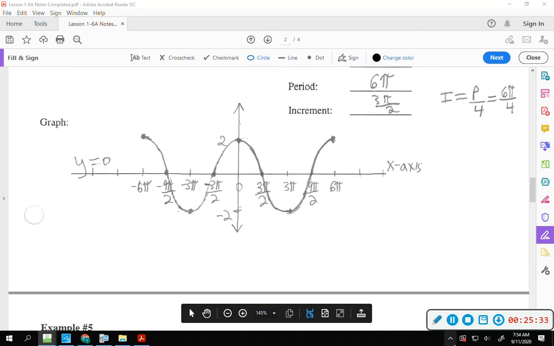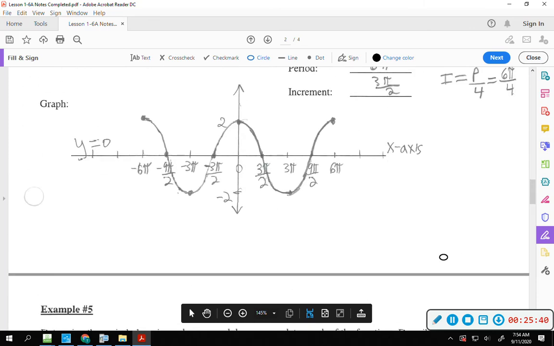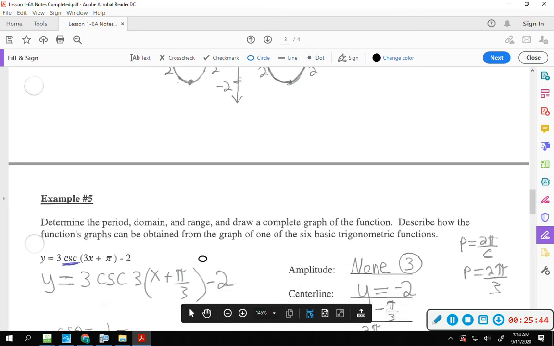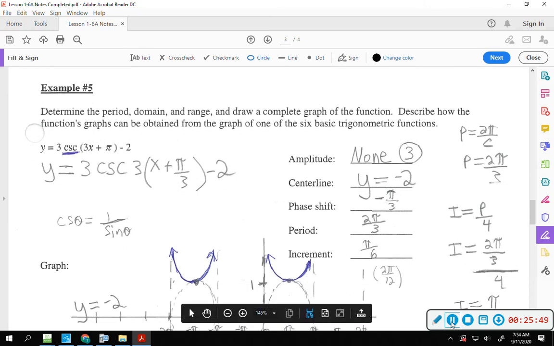Okay, I'll give everybody a chance to get that written down, or you can pause it. And now we're going to do one that's going to be a lot of stuff going on. This one will take some time to get through.